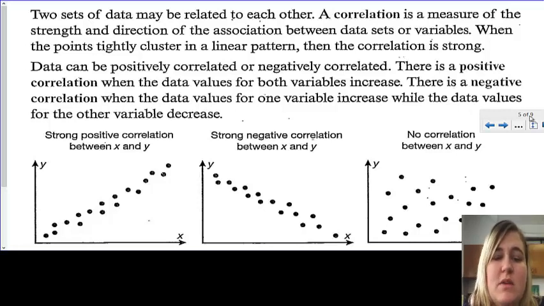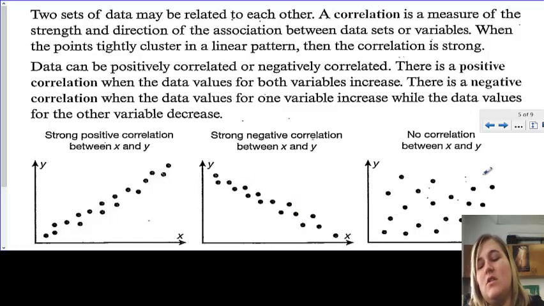Data can be positively correlated or negatively correlated. There is a positive correlation when the data values for both variables increase. There is a negative correlation when the data values for one variable increase while the other variable decreases. If it is a positive correlation, it looks like they're going up. If it's a negative correlation, it looks like they're going down. If there's no correlation, you couldn't tell whether they're going up or down.